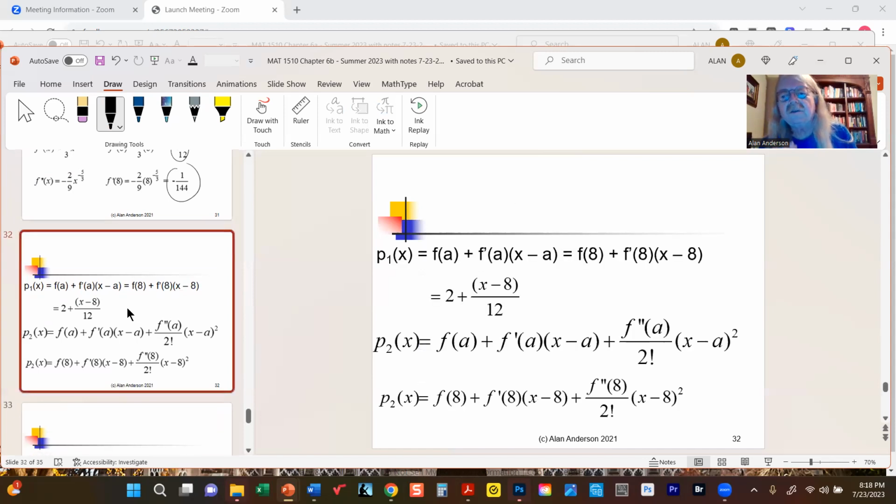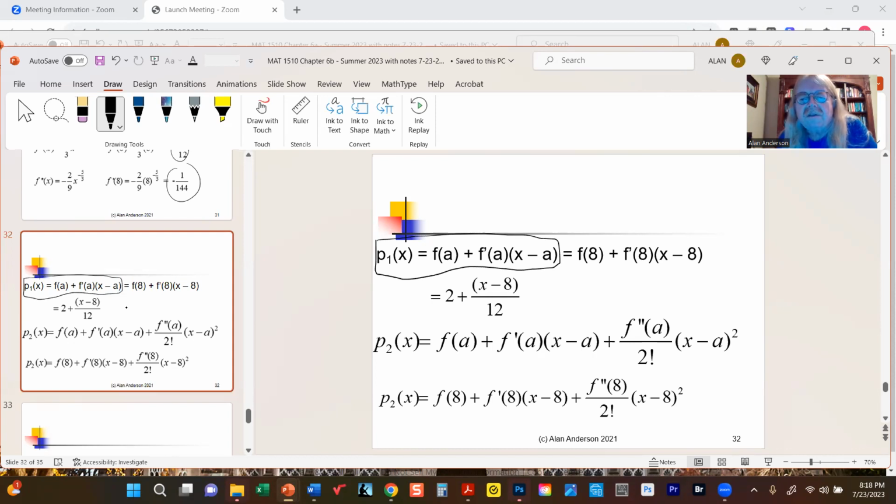Okay, actually, we're only going to use P1 and P2. We're going to use P1. Now, this is the general expression for the first Taylor polynomial. Remember, this one, we have A instead of 0 because it's a Taylor series. The A is 8. And so we know that f of 8 is 2. The first derivative times x minus 8. Remember, this proved to be 1/12. So we just have 2 plus x minus 8 over 12 for P1, the first Taylor polynomial.